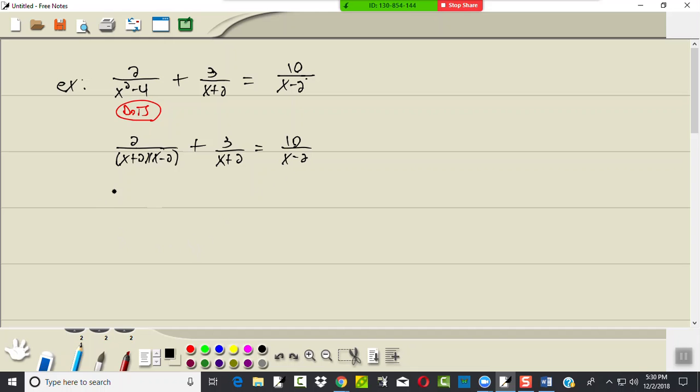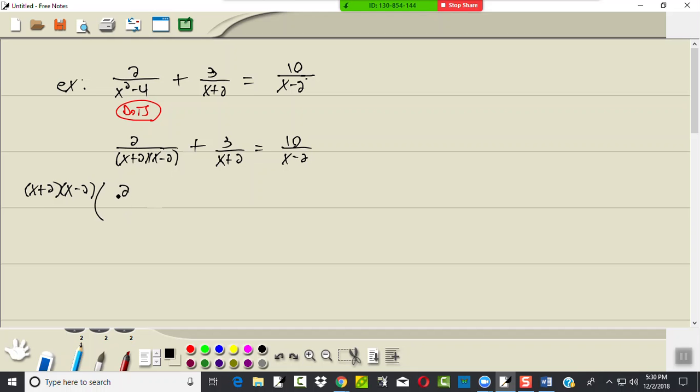Okay, and I figure out our LCM. I start with my first factor, x plus 2. I'm looking for the greatest number of x plus 2's in a single denominator. There's 1 here, there's 1 here, there's none here. So the greatest number of x plus 2's in a single denominator is 1. Then I go to x minus 2. I'm looking for the greatest number of x minus 2's in a single denominator. 1 here, none here, 1 here. So the greatest number of x minus 2's in a single denominator is 1.